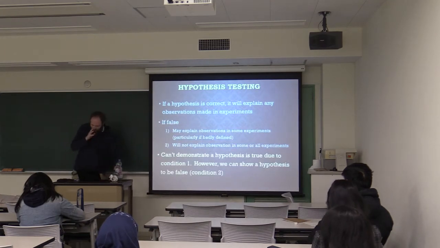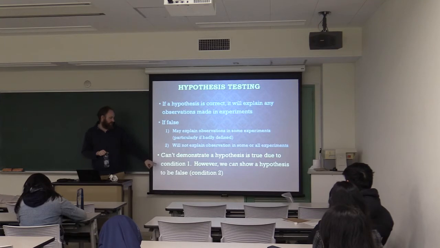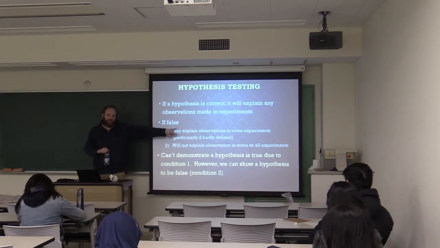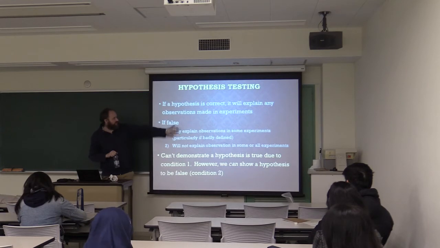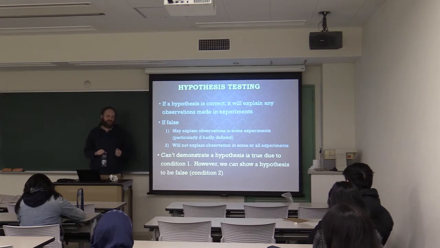So the logical thing here: we cannot demonstrate hypotheses to be true because of condition 1 here. You can't tell the difference between one that explains observations made in experiments and another that explains observations made in experiments. Because of this, you can never say that a hypothesis is true. But you can demonstrate a hypothesis to be false. That's super easy, actually.